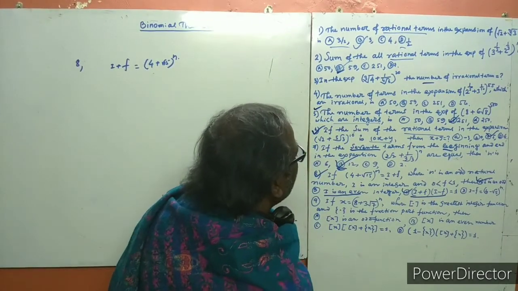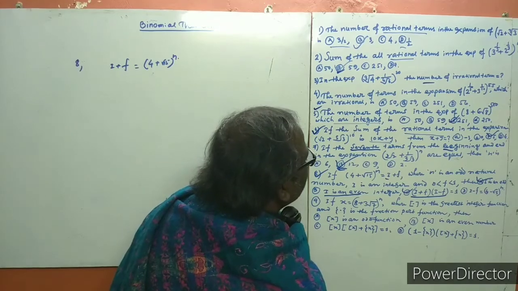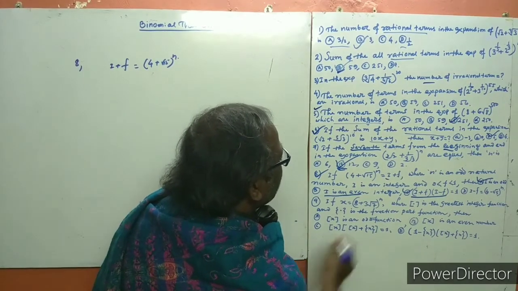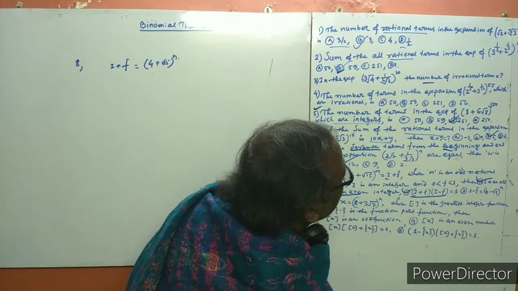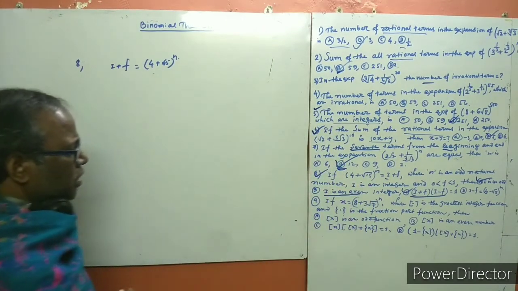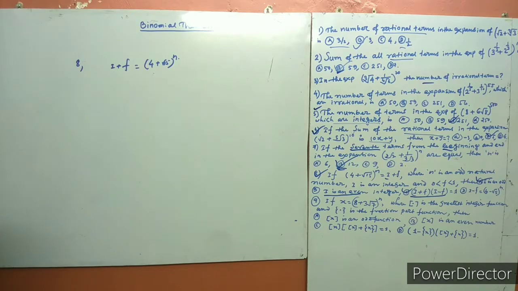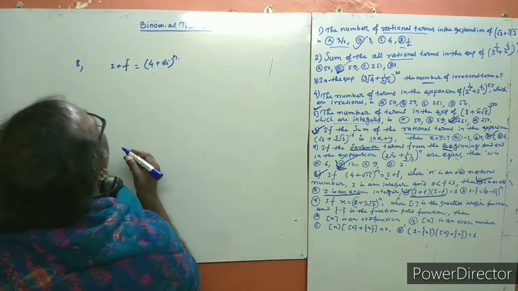And now I is an even integer, and f belongs to 0 to 1. So which condition? These 3 alternative choices are given. So which alternative choices are acceptable? Now see, this is the condition.